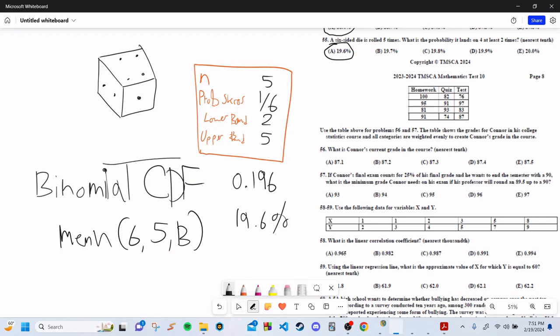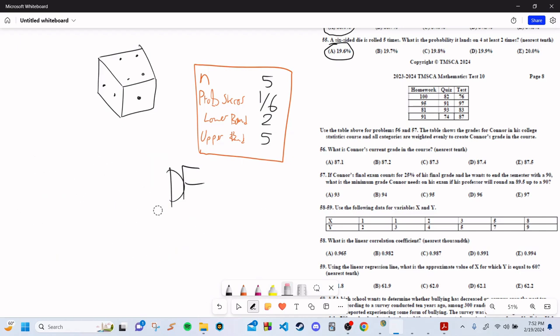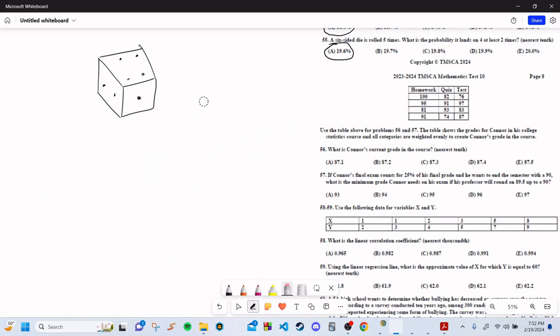So know when to use binomial CDFs. Usually it's characterized by the probability of something happening at least this many times, given that I roll it a certain n number of times, and how to navigate to that function on your calculator. But moving on to question 56.